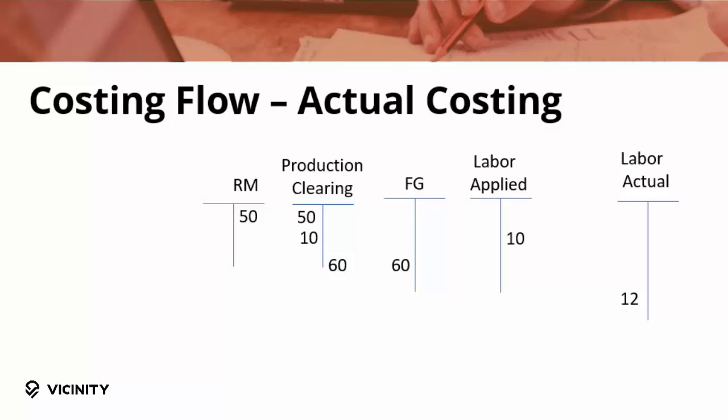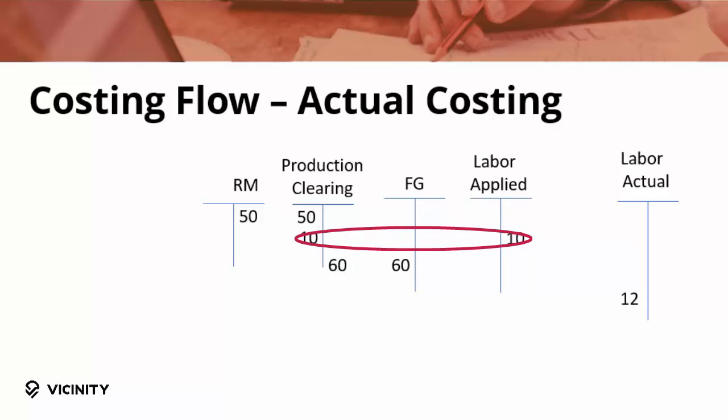The other side of this is the application of additional costs. I'm calling that labor right now, but it could really be any cost. It could be labor, overhead, depreciation, electricity, whatever, and I'll go through that in a few minutes. But what we're doing here is we're crediting the labor applied and debiting the production clearing.